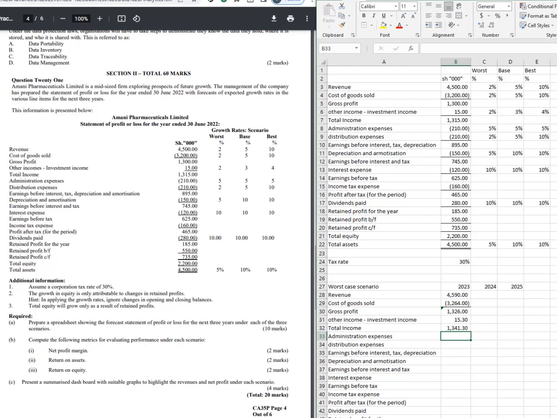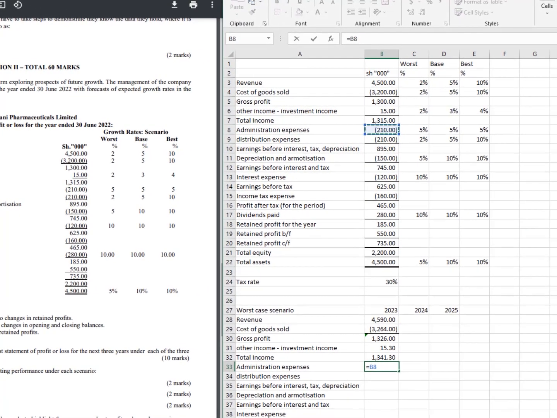Then when it comes to administration expenses, we still use the same formula for growth rate. So we grow it by saying equals sign. Whenever you want to put an Excel function, you type in an equal sign. So we say equals, then the administration expense times, you open the brackets, 1 plus the growth rate. Simple as that. And we have it as minus 220.5.